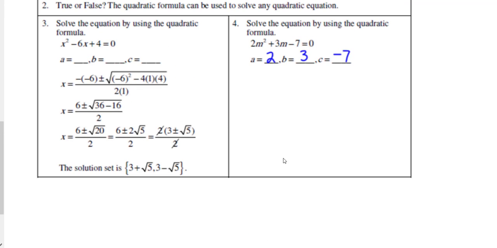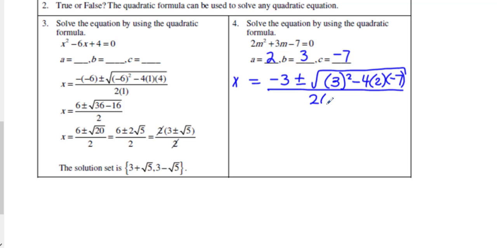There we go. So we know x equals negative b plus or minus the square root of b squared minus 4ac, all over 2a. Okay, so negative 3 plus or minus. 3 squared is 9. Minus 4 times 2 would be 8. Negative 8 again. Negative 8 times negative 7 would be plus 56.